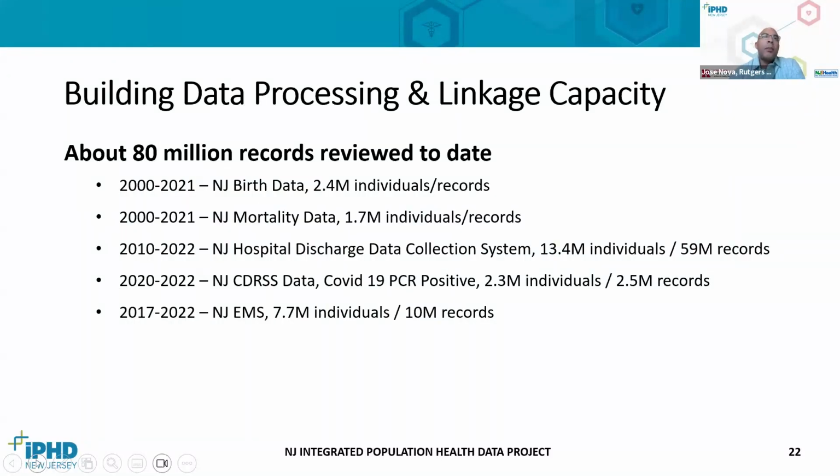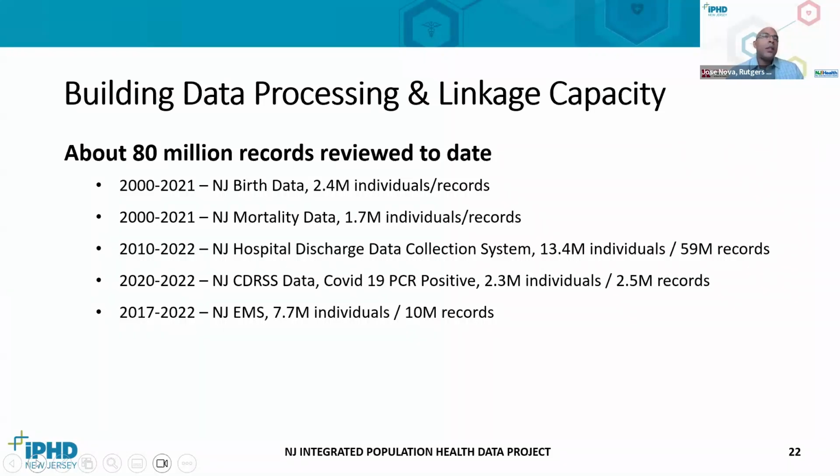So talking a little bit more about the data processing and linkage capacity, as was mentioned before, we've reviewed about 80 million records to date, and more are coming in. For example, with the birth and mortality data, those would be 1-to-1. But when you have a hospital discharge data set, you'll have many records there, which right now accounts for the most of our data in our set. A person can have several encounters here. And so during this large period of time, for the roughly 60 million or so records, we have identified about 13 or so million individuals.